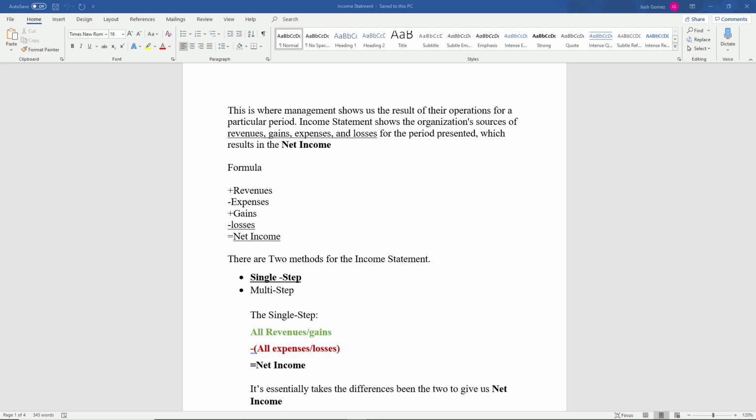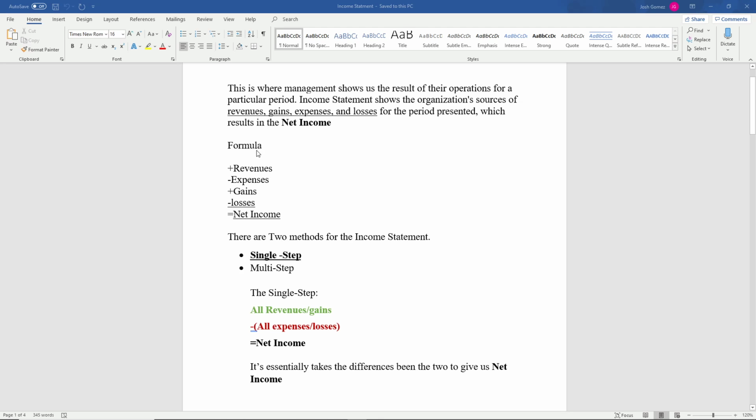So today we're going to discuss the income statement, which is the first financial statement, and more specifically, how to account for it using the single step method. The income statement is also called the profit and loss statement, P&L. This is where management shows us the results of their operations for a particular period. The income statement shows the organization's sources of revenue, gains, expenses, and losses for the period presented, which results in net income.